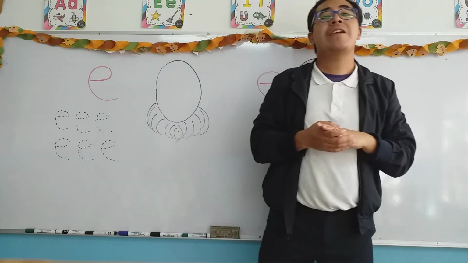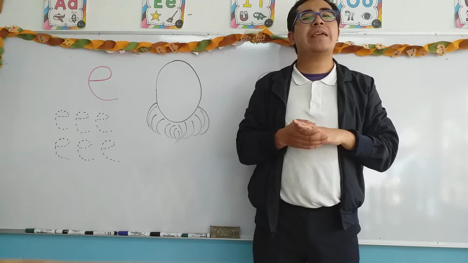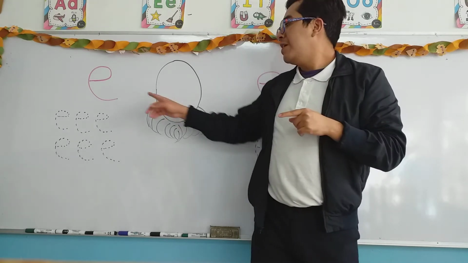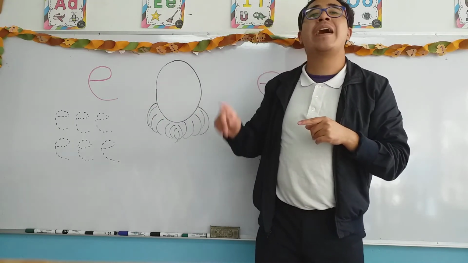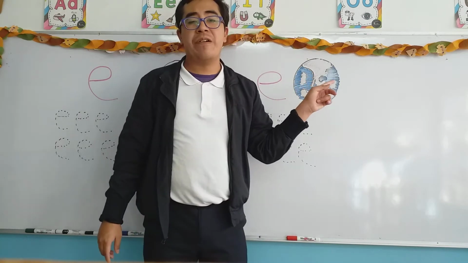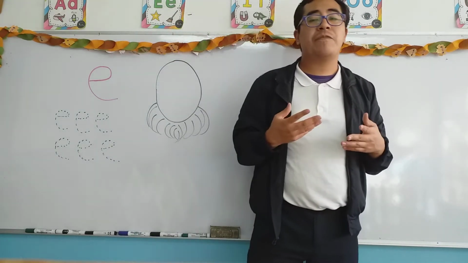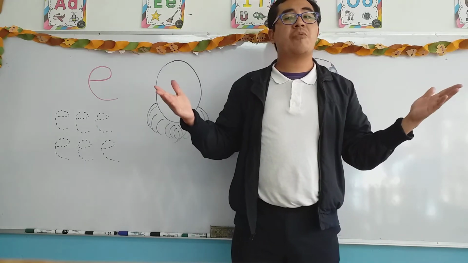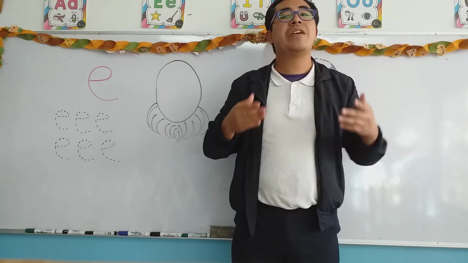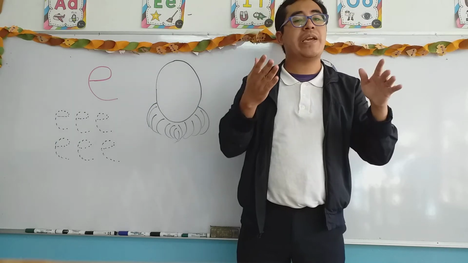So, for today, we have small e for egg and for earth. Once again, I will explain the vocabulary of today. The only thing that the teacher wants from you, my beautiful children, is to concentrate and to pay attention.